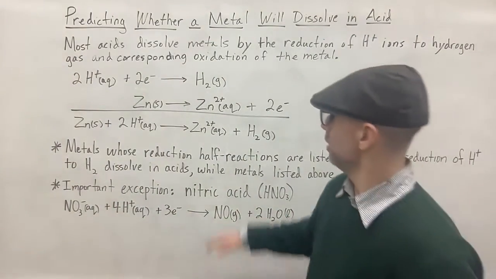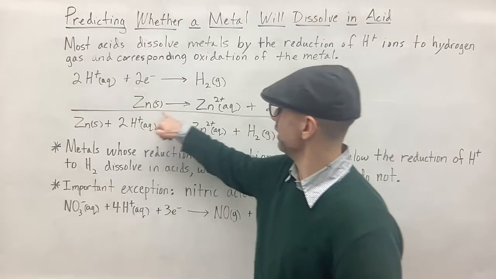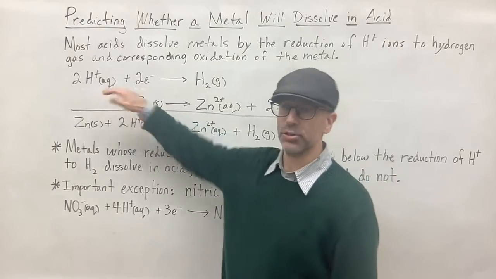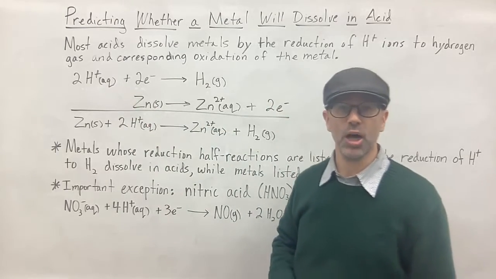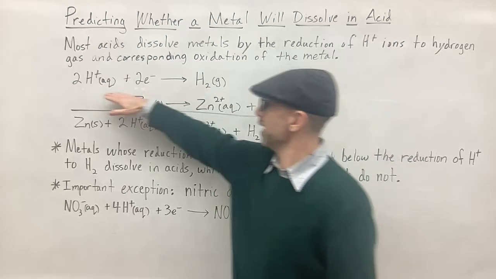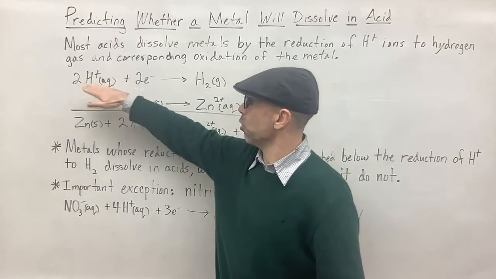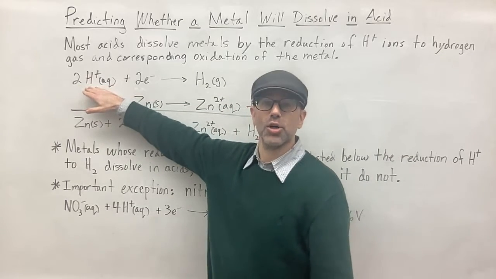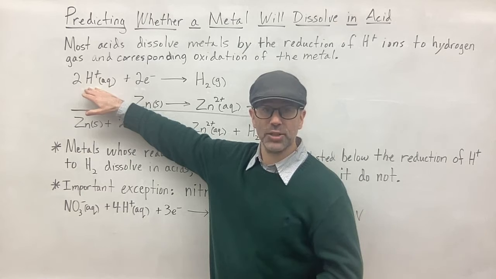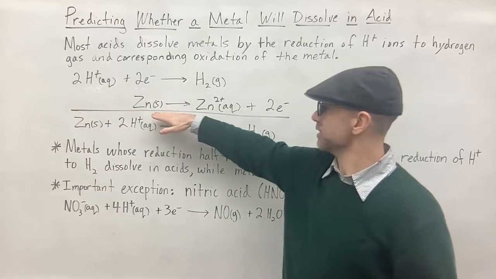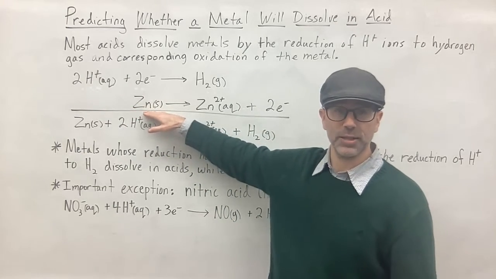So in this case, when I throw zinc into an acid solution, zinc will dissolve, because the H+ is more likely to get reduced. So it's going to attract those electrons from the zinc. Zinc is going to give away those electrons.